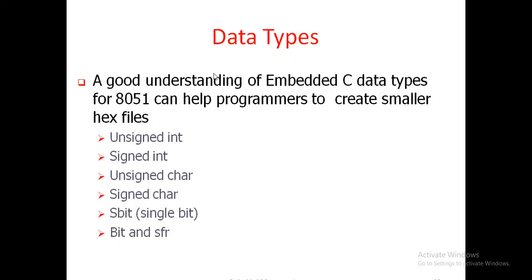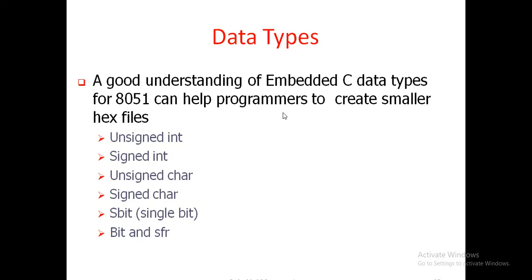Embedded C data types. A good understanding of embedded C data types is very important. Only then will you be able to write smaller hex files. One disadvantage of embedded C is that, compared to assembly level programming, it will take a larger hex file. Assembly level programming is more hardware dependent. Embedded C programming is much less hardware dependent.